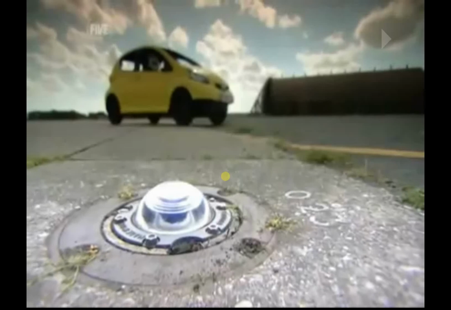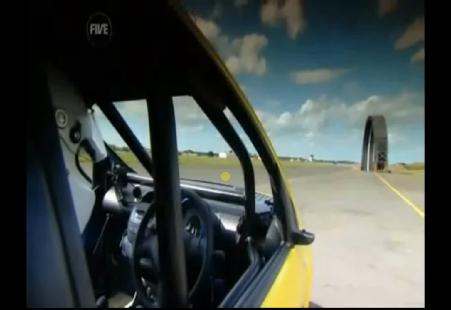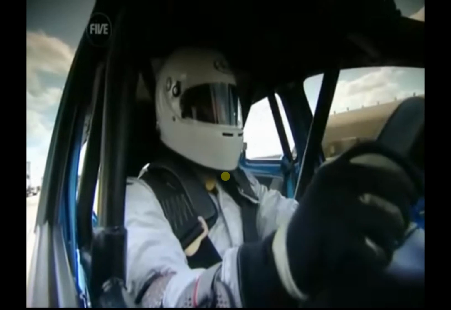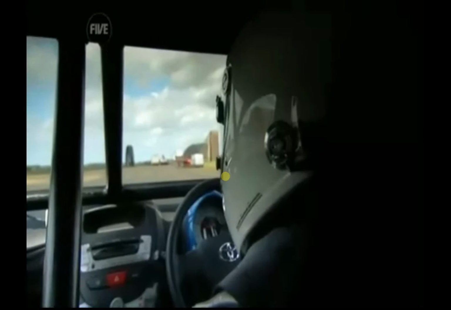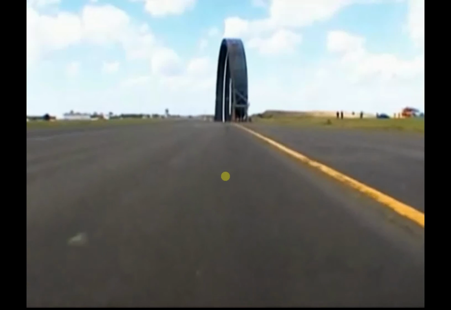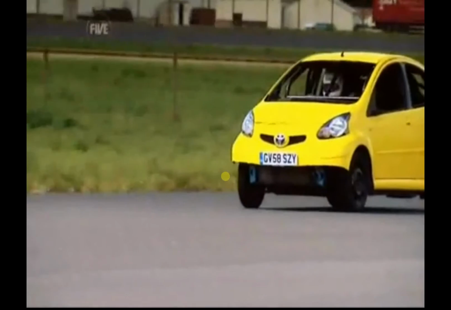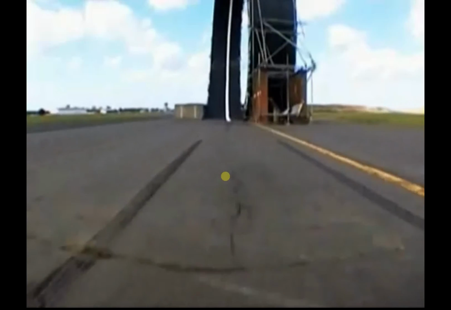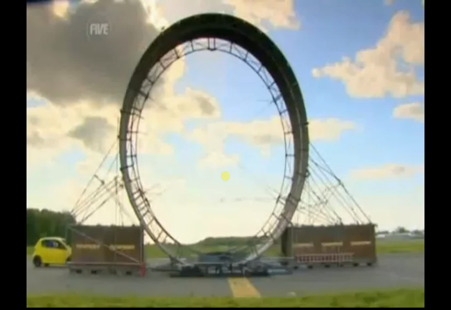The Toyota Aygo Steve had chosen for the stunt had been heavily modified to make it strong enough and hopefully safe enough should things go wrong. Something almost does go very wrong. See if you can spot it. Here we go. This is it. This is it. Oh, going in too far. Here we go.